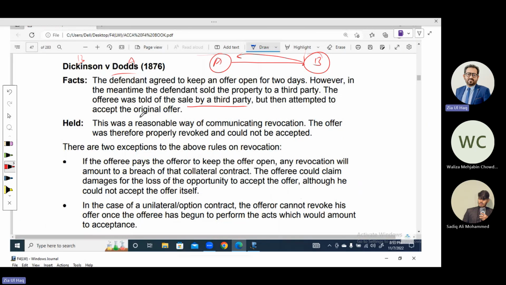So this was a reasonable way of communicating revocation. The offer was therefore properly revoked and could not be accepted. So there is no contract. Can you understand this?